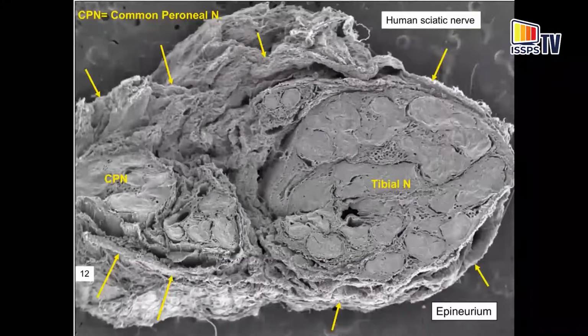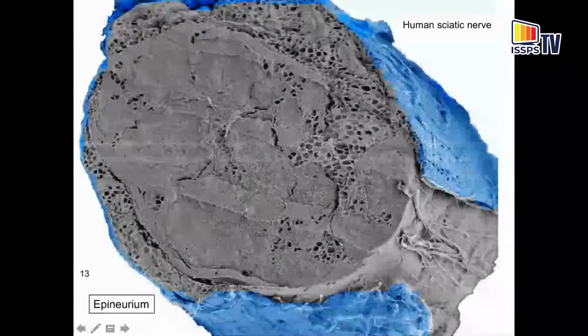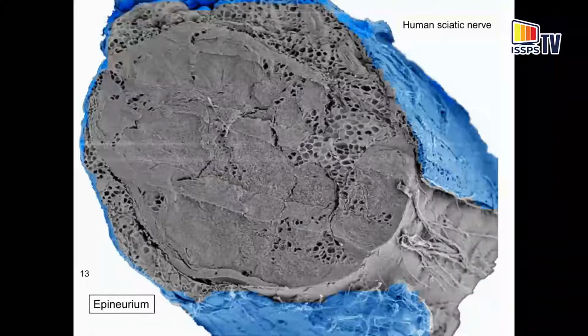Epineurium is the external cover of the nerve formed by interlacing collagen fibers. It is a permeable structure for local anesthetic. Here in blue, the epineurium.